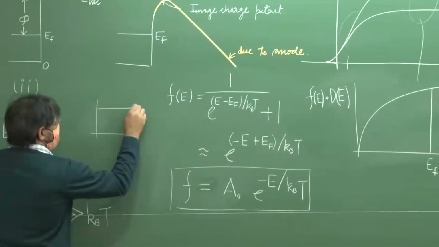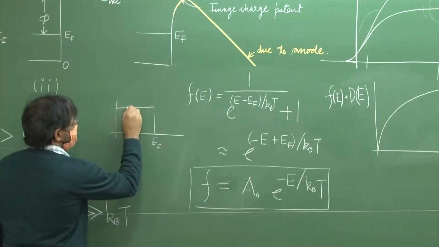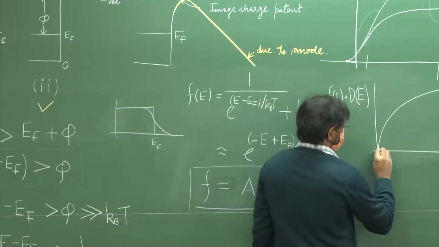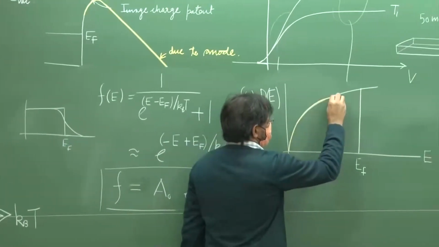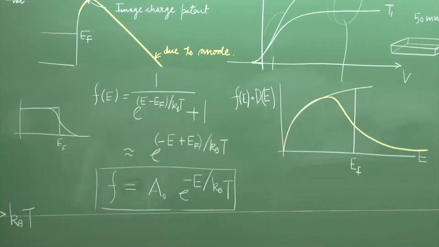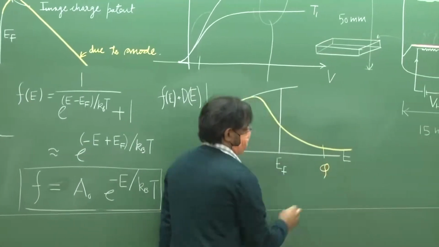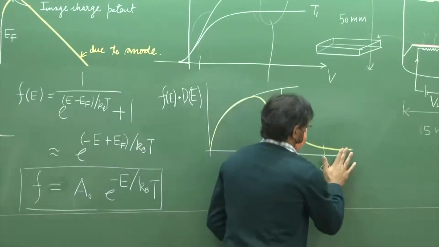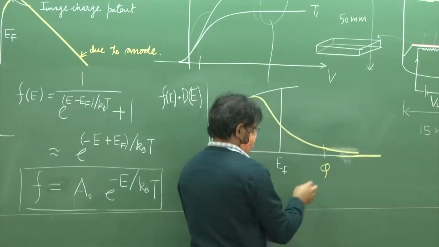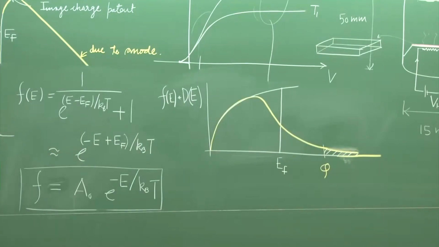So, the f(E) versus E looks like this. It's a step function at 0 temperature, and at a non-zero temperature there is a smearing, and this smearing is reflected here as well. So, at a non-zero temperature it goes like this. It has a tail. Now, if EF is here, you might have your phi here, and these are the electrons that will go away during the thermionic emission, the electrons in this tail region, because their energy is greater than EF plus phi.